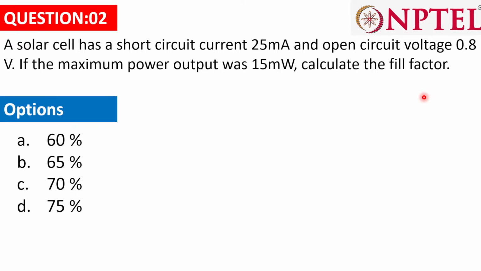1.33. So in percentage, it will be 133%. It means your formula is not correct. It should be otherwise, like Pmpp divided by Voc into Isc. So the fill factor will be this one. Now calculate again. Yeah, Suraj Kishore is right. 75%. 75%, right.